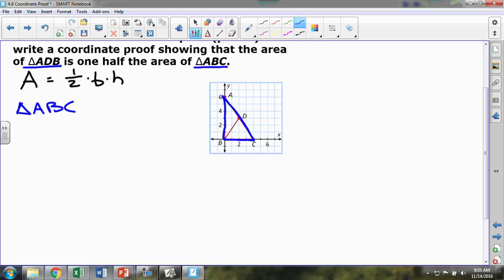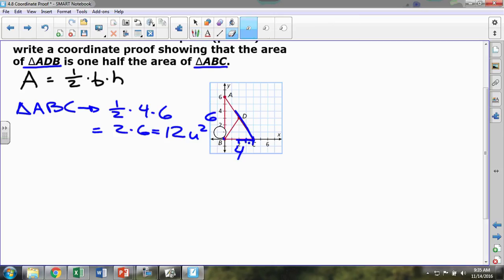This one we can simply count: 1, 2, 3, 4. That's a base of 4. Likewise, we have a height of 6. So that area would be 1/2 base times height. Half of 4 is 2. 2 times 6 gives us 12 square units. That's one of them. Similarly, we would have to get the area of our second one, triangle ABD. We need the area of this triangle.